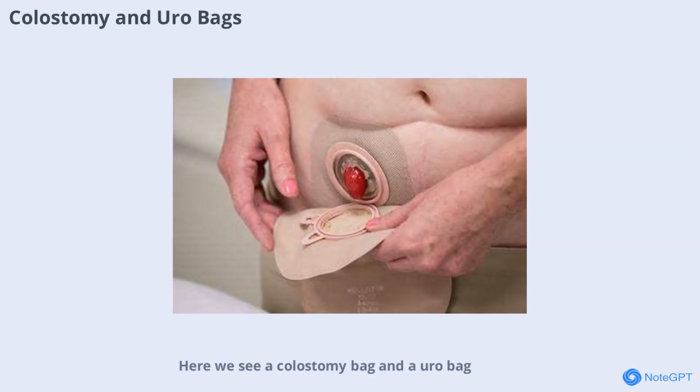Here we see a colostomy bag and a uro bag. These are essential for patients who need assistance with waste elimination. The colostomy bag collects waste from the colon through a surgically created opening, while the uro bag is used to collect urine, often from a catheterized patient. Both devices are designed for hygiene and patient comfort, featuring secure seals and easy-to-empty designs. Recognizing these bags is important for anyone involved in patient care.